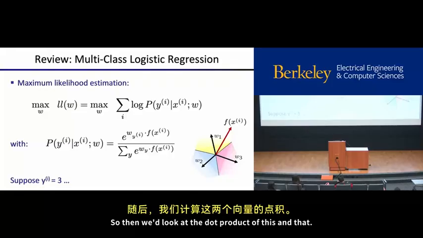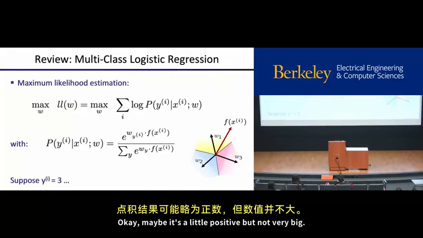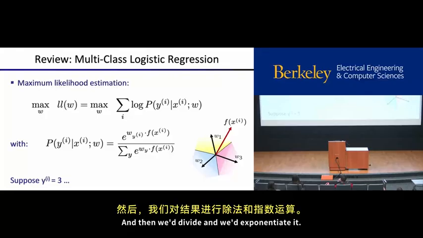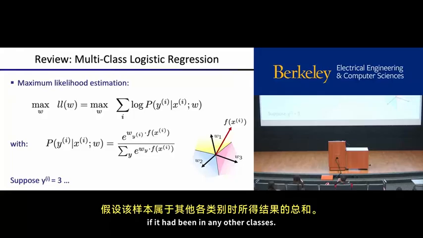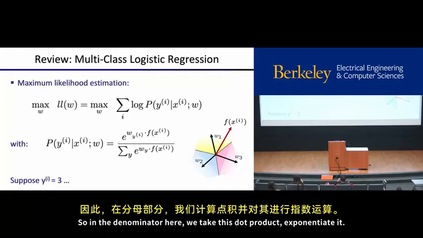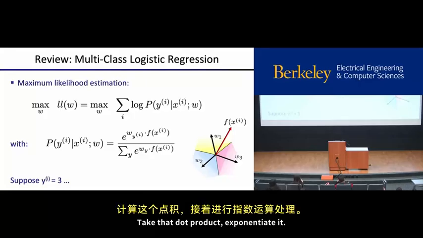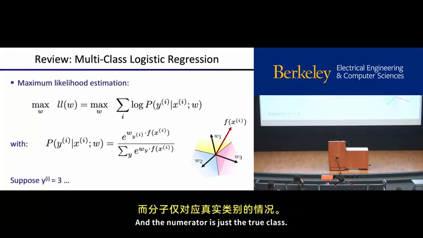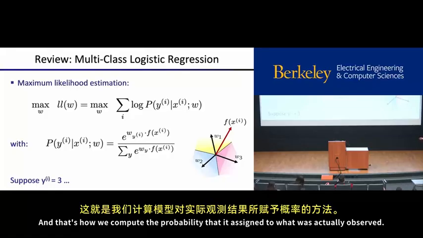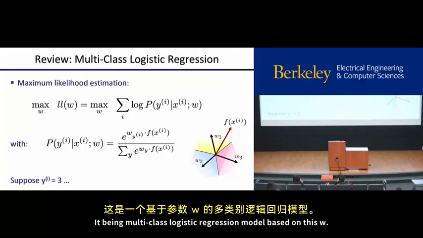Then we'd look at the dot product of this and that. Maybe it's a little positive, but not very big. Then we'd exponentiate it, and divide it by the sum of what we would have gotten if it had been in any other class. So in the denominator, we take this dot product, exponentiate it, take that dot product, exponentiate it, take that dot product, exponentiate it, and sum it all together. That's our denominator. The numerator is just the true class. That's how we compute the probability that the multi-class logistic regression model, based on this W, assigned to what was actually observed.